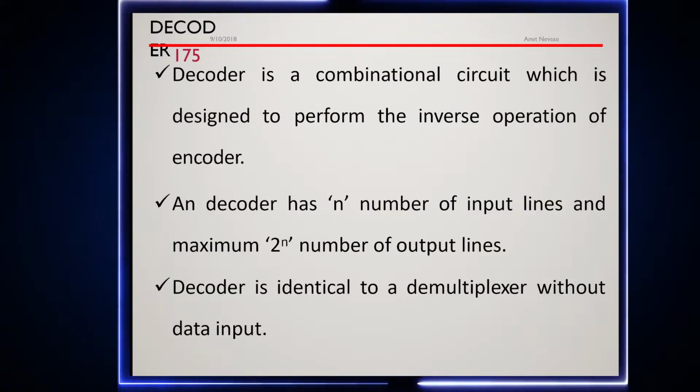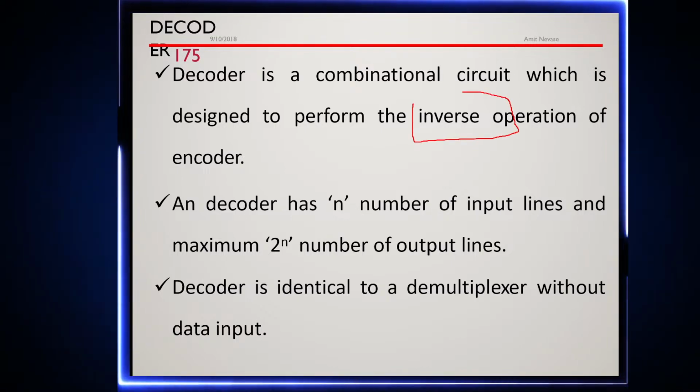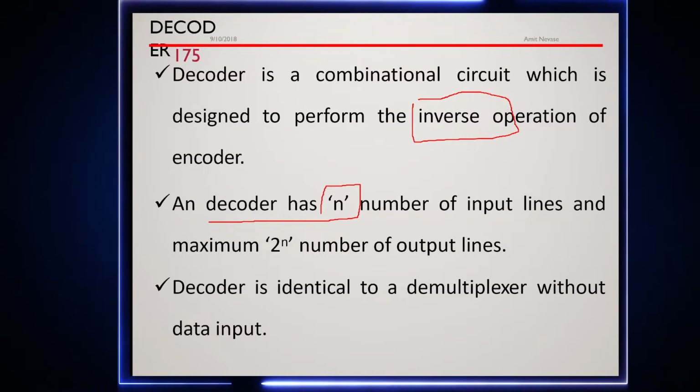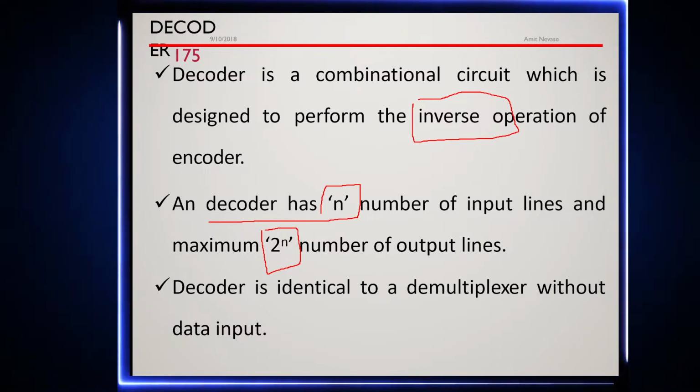Right. Now let's move on to the next, that is nothing but a decoder. So basically a decoder is also a combinational circuit itself, and it will perform the inverse operation of an encoder. Right. Now a decoder will also have n number of input lines and maximum 2 raised to n number of output lines. This can form a simple MCQ question, right? What are the maximum number of output lines formed in a decoder? Then the formula should be written as 2 raised to n.